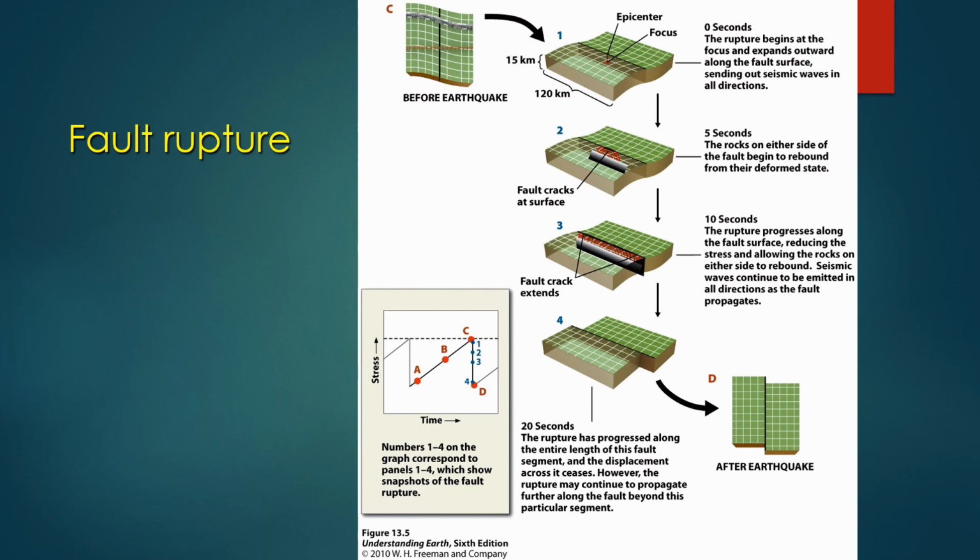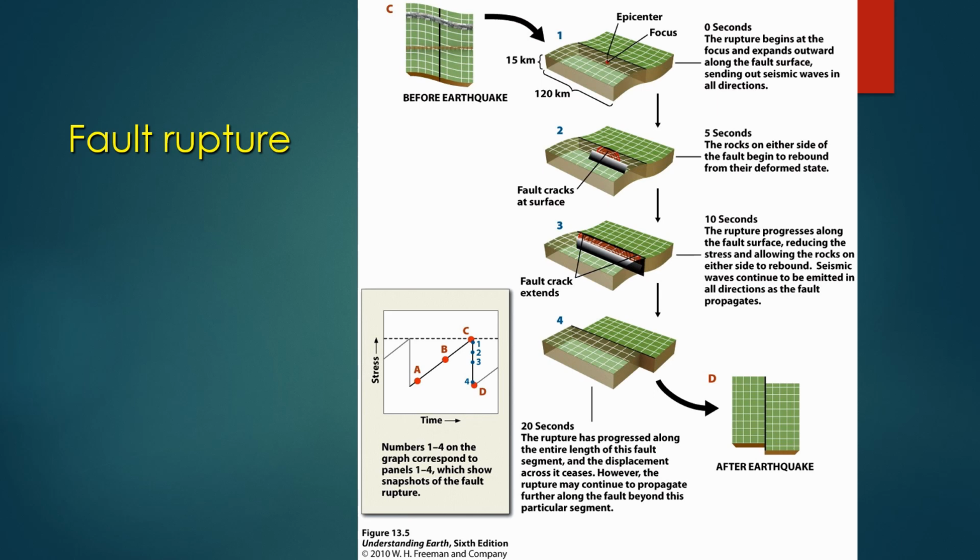The rebound also generates energy and transmits seismic waves in all directions. 10 seconds after the shock, the rupture propagates along the fault plane. The stress applied to the rocks is further reduced, and the rocks on both sides of the fault plane further rebound.